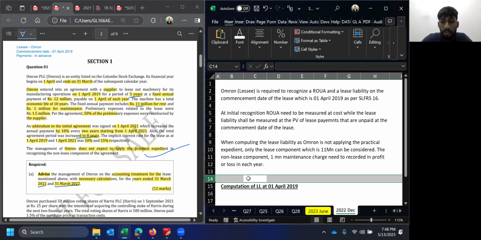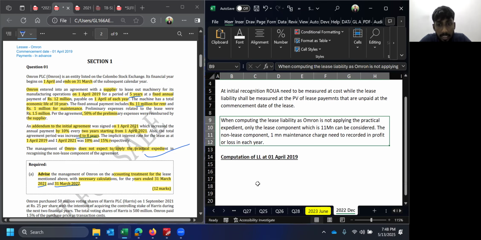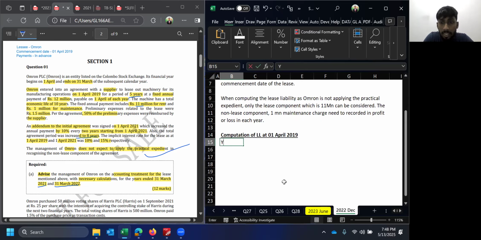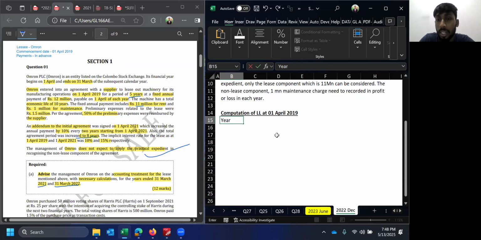Okay. Now we can compute the initial lease liability. So here we need the year. You can use the annuity factor, since it is a 12 million fixed payment. But when using Excel, it's really hard to compute the annuity factor, so I will use the table. In the book, you can work it out using the annuity factor, no issue.